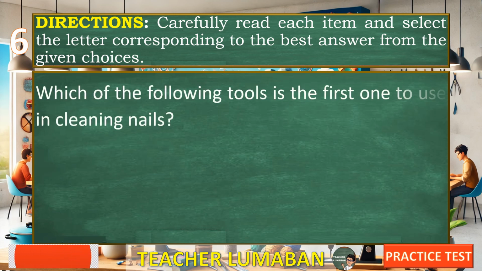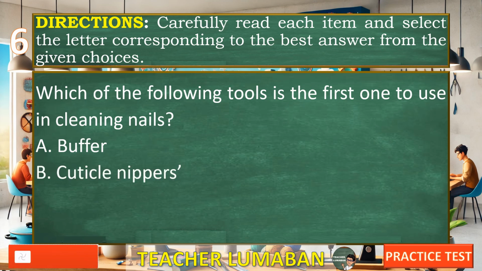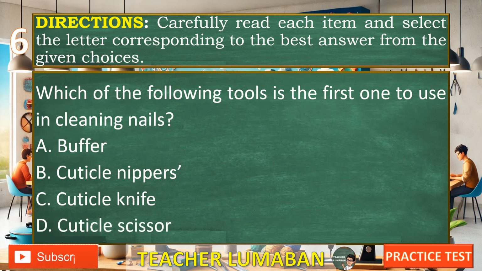Which of the following tools is the first one to use in cleaning nails? A. Buffer. B. Cuticle nippers. C. Cuticle knife. D. Cuticle scissor.